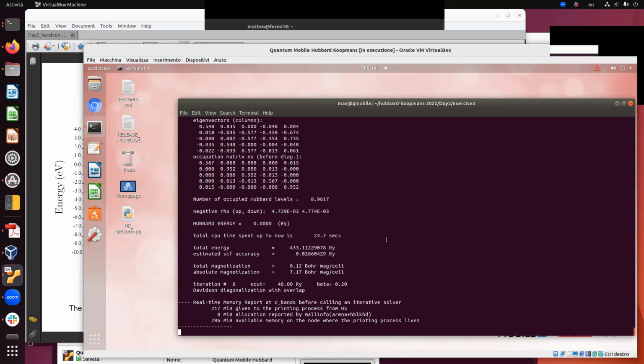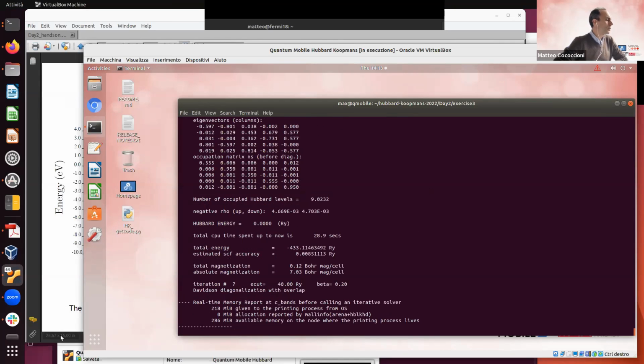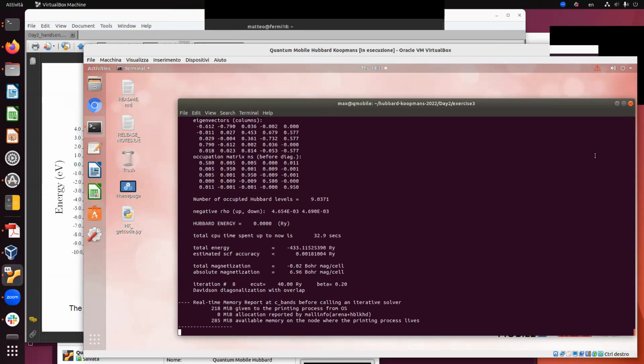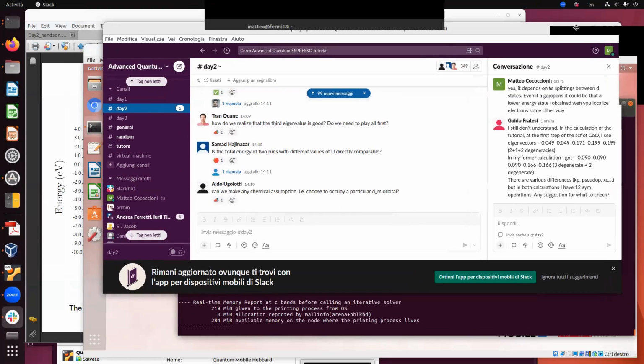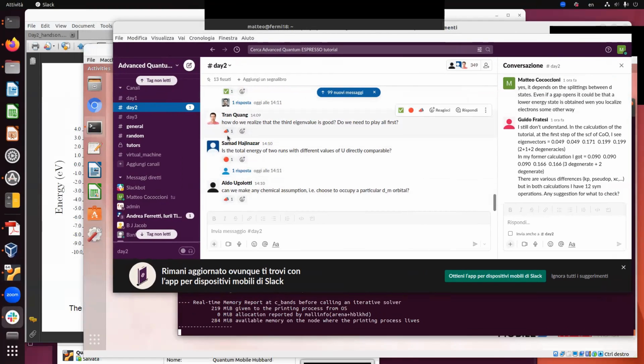Matteo, while waiting, there are 2 questions in the Slack. If you want, I can read them. So the first one: how do we realize that the third eigenvalue is good? Do we need to try all of them first?